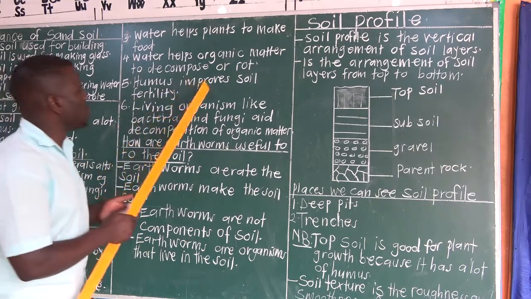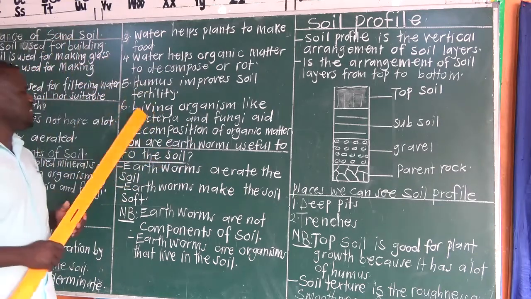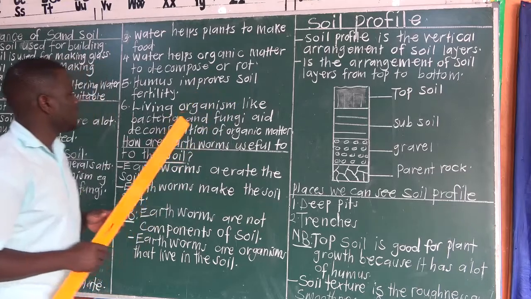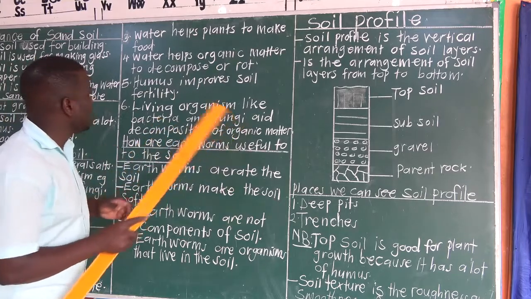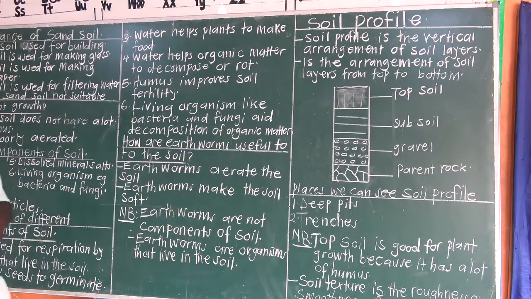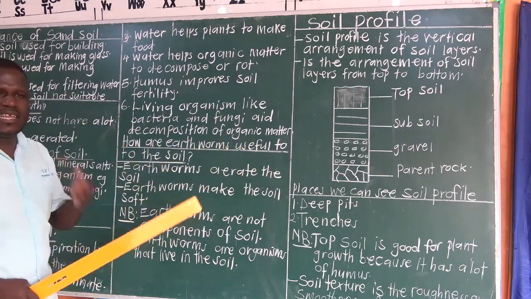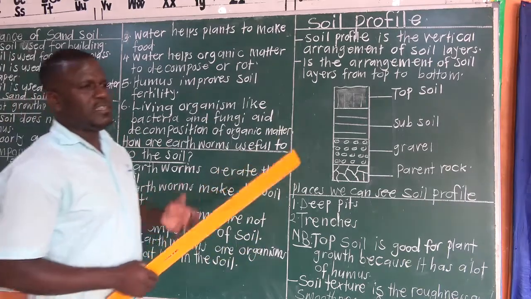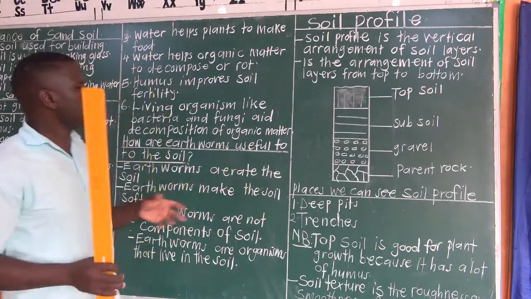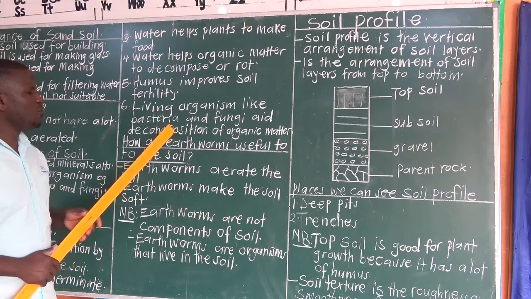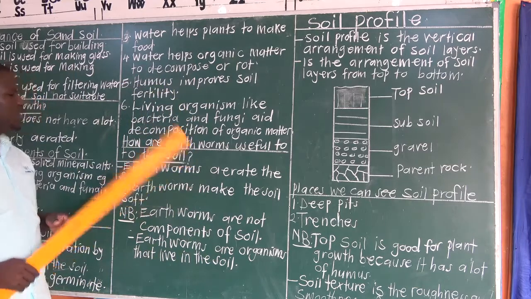Then humus helps to improve soil fertility. Then lastly, we have living organisms. And the living organisms which are components of soil, we say they are bacteria and fungi. And these two help in decomposition of organic matter. Organic matter are materials which can decompose, like dead plants and animals. Animal materials and plant materials, leaves, grass, urine, cow dung. So when they decompose, they form humus. And they are helped to decompose by bacteria and fungi, which are the components of soil.